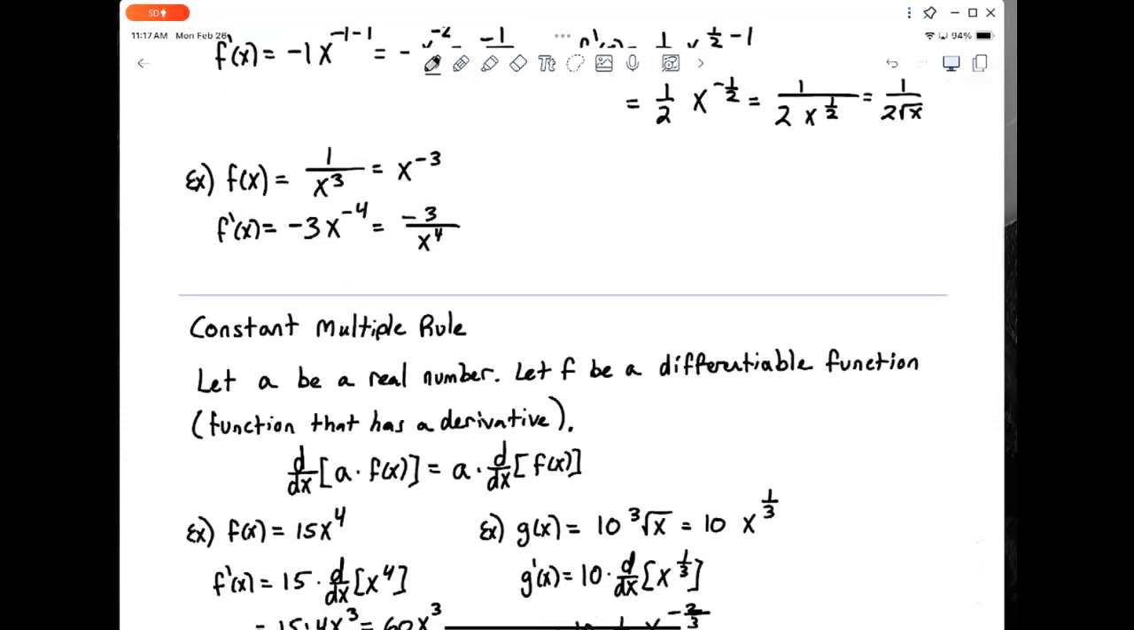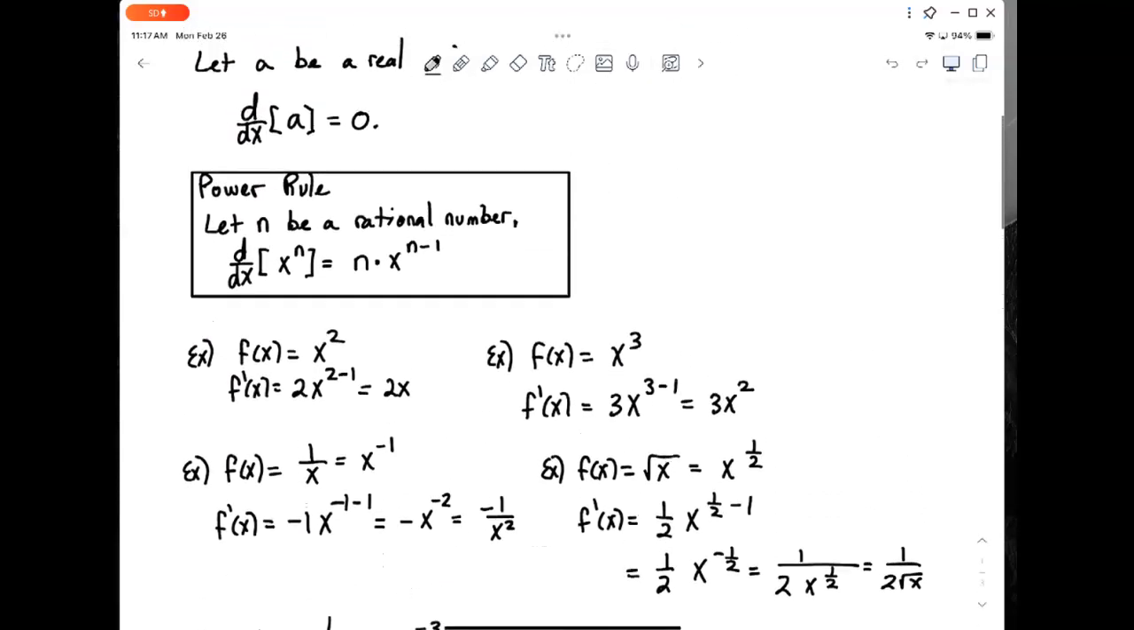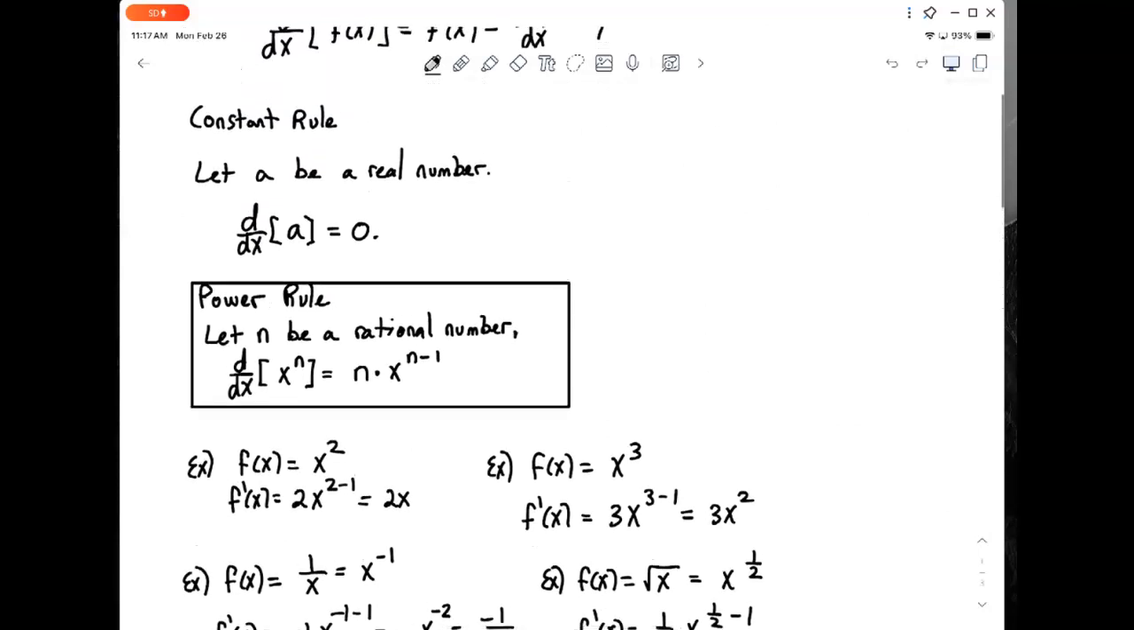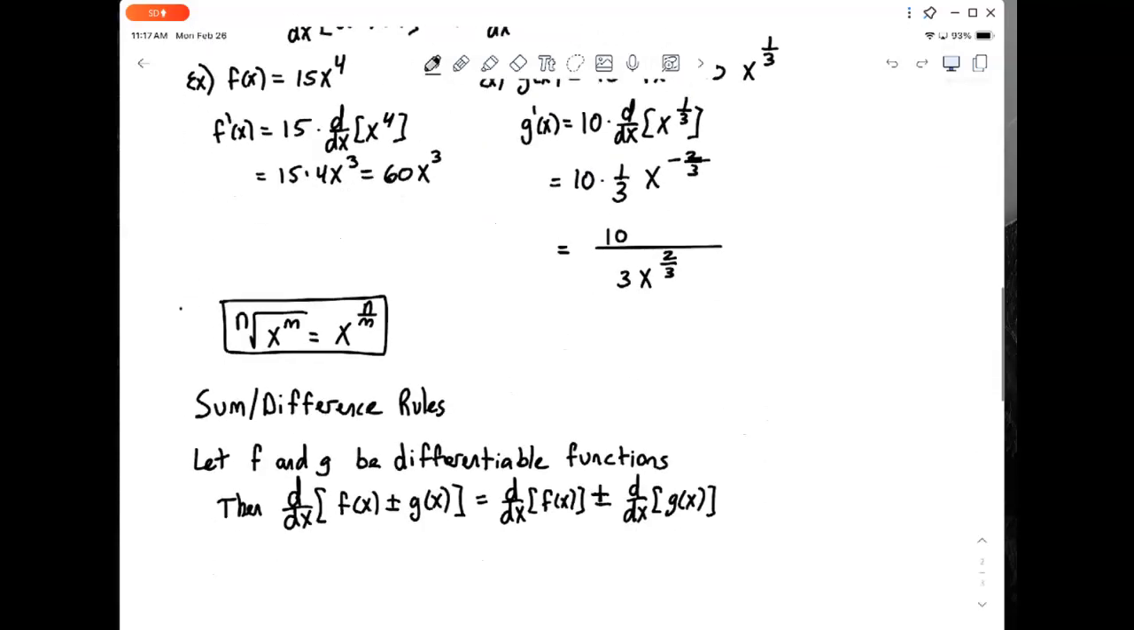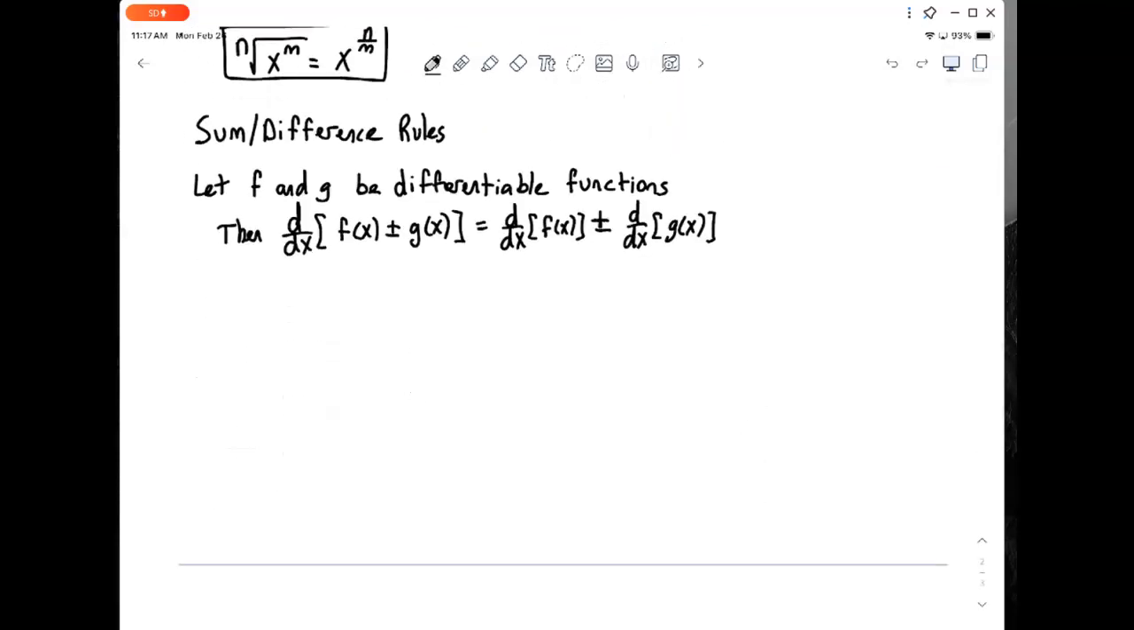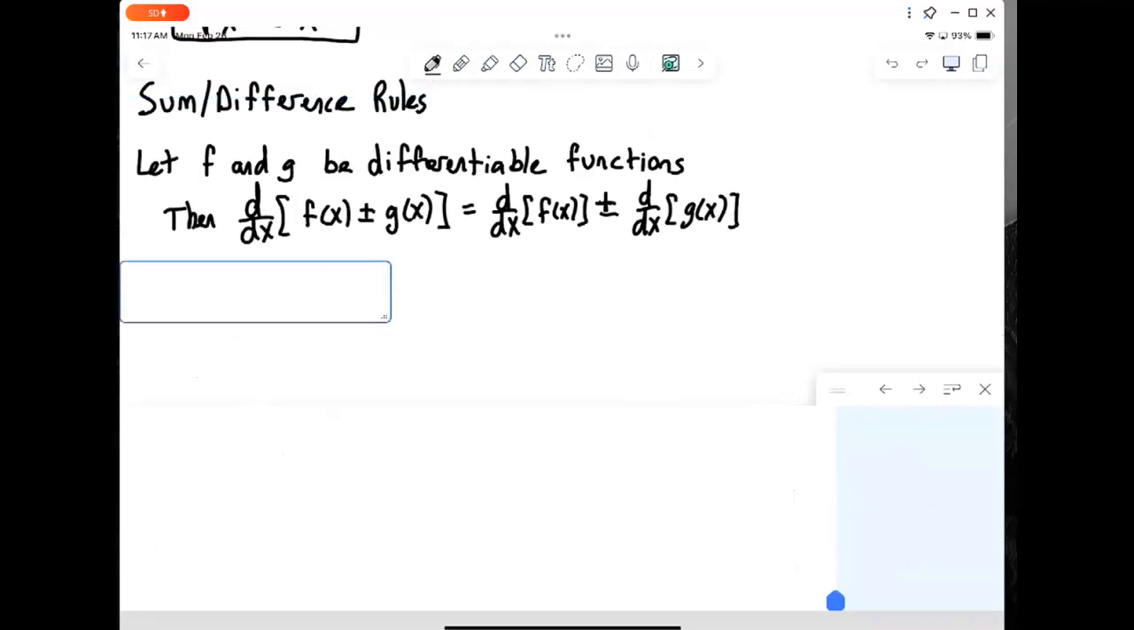So what this means for us is this idea, coupled with our other rules, our constant multiple rule, our power rule, and our constant rule, is that now if we're just dealing with the derivative of any kind of polynomial, then we can just basically take that derivative process through to each piece.